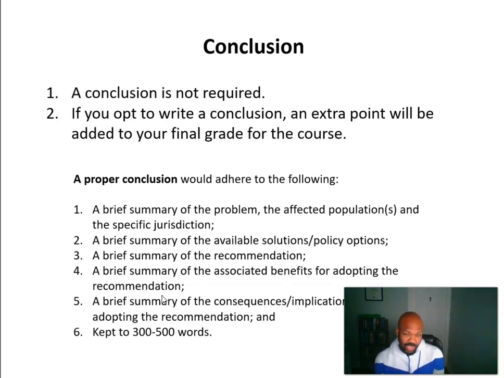So in essence, it's elements of your executive summary with an addition of number 4 and number 5: a brief summary of the associated benefits and the implications if you don't adhere to the recommendation. So you're adding just a little bit more wording. If you want to cheat, just take your executive summary, post it at the end of your paper, change the wording a little bit, and then just tackle number 4 and number 5.